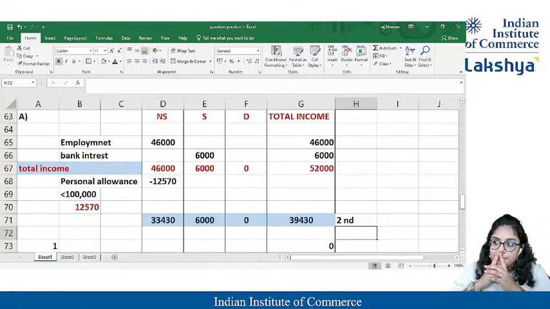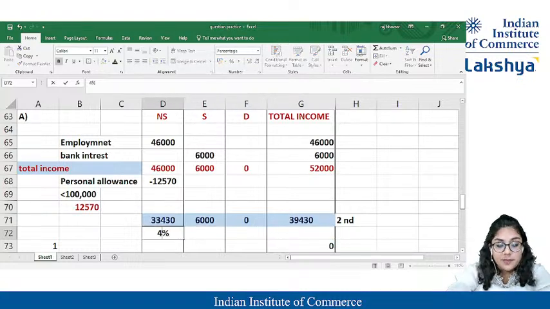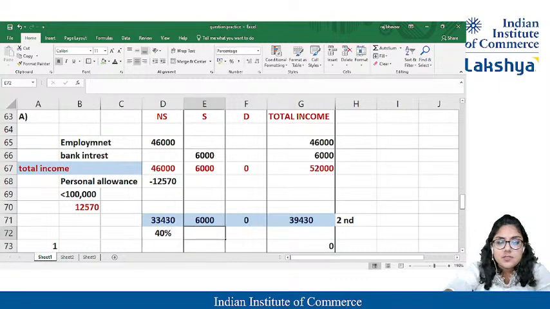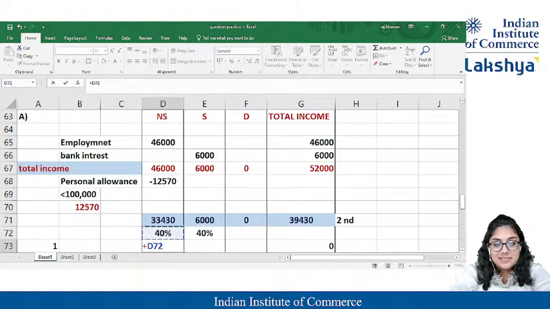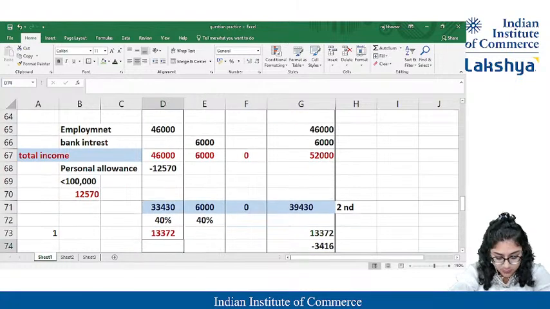Now how much exemption do you get, or what is the tax rate? If it is coming in the second slab, my non-saving income also has to pay 40% tax, and my savings also has to pay 40% tax. So what is the tax, guys? This multiplied by 40%. Is it so?